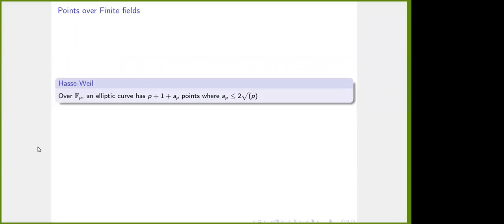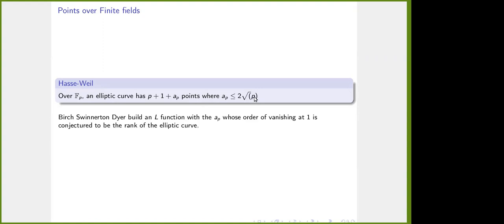And then instead of Q, we can look at it over F_p. And over F_p, we have the Hasse-Weil theorem, which is that the elliptic curve has p plus 1 plus a_p points, and this error term a_p is bounded in absolute value by 2 times the square root of p.